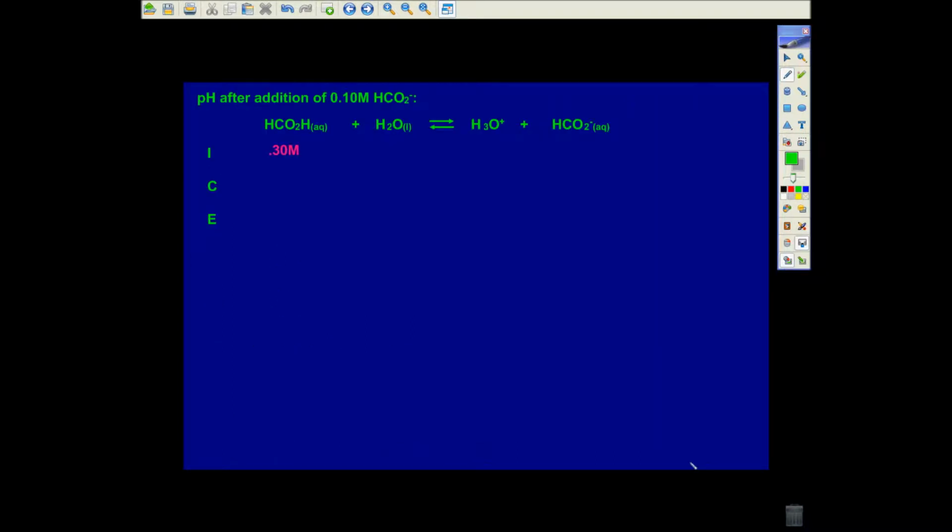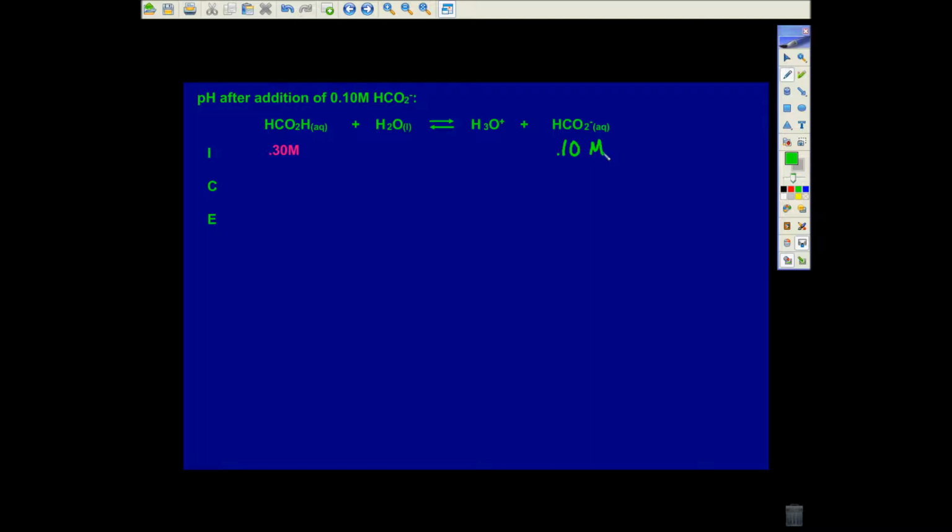All right, now we're going to consider how the pH is going to change after we add this 0.10 molar of the formate. Now, sodium formate is going to dissolve entirely, so if you have 0.10 moles of sodium formate going into solution, you're going to have 0.10 moles of the formate ion. So your initial concentration, which I've copied from the prior problem, is still 0.30 molar of the formic acid. Well, now you have just added 0.10 molar of that formate salt.